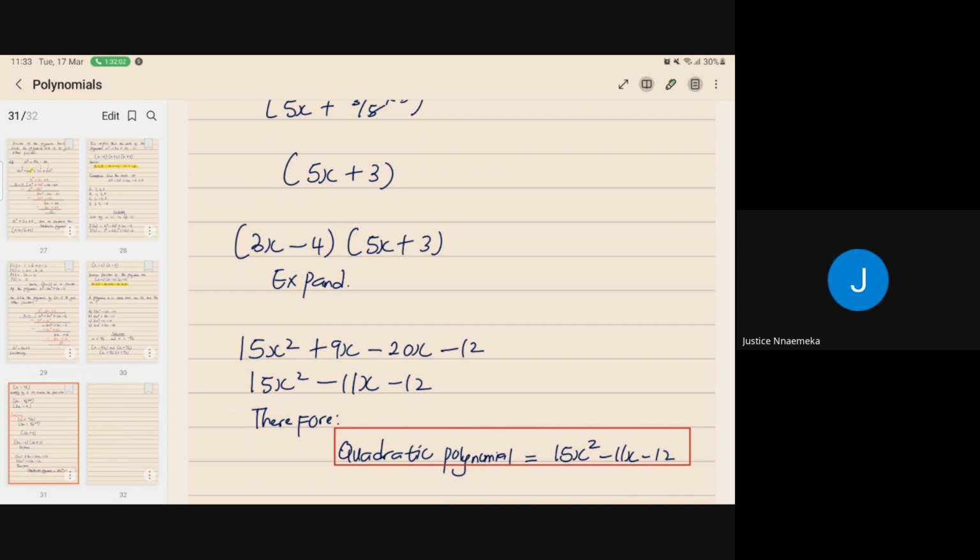Any other question on factors? I don't think there is any again. No, but let me check so that I'll be sure I'm not leaving anything.